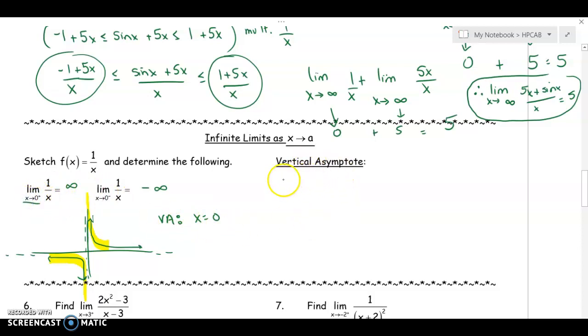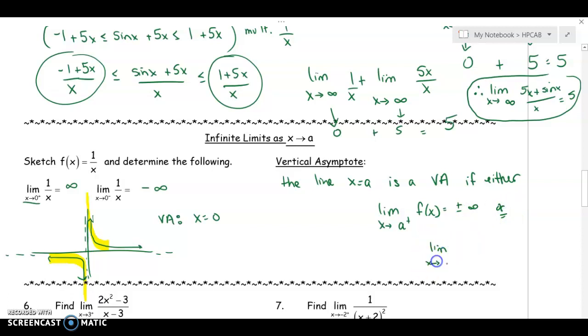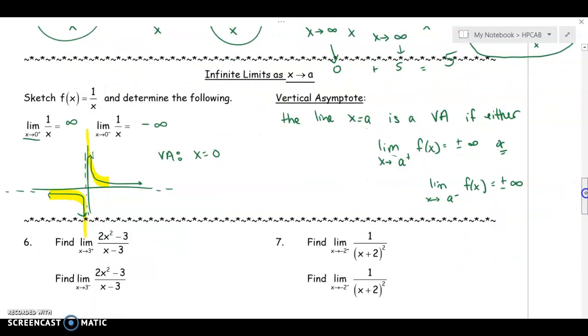The line x equals a is a vertical asymptote if either the limit as x approaches a from the right of f of x equals plus or minus infinity, or the limit as x approaches a from the left of f of x equals plus or minus infinity. So you can tell that this value a is a vertical asymptote if you find the limit, whether you're going from the left or the right, and it equals infinity or negative infinity. Hopefully that makes sense.